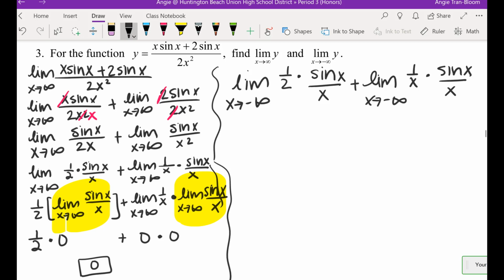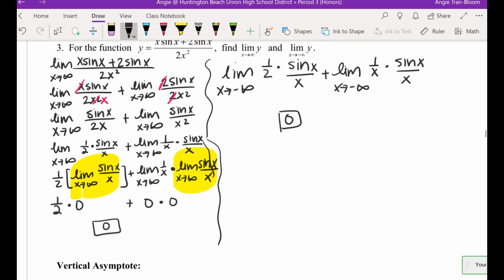So we're going to end up with what? 0. Now I didn't ask for an HA, but if I were to ask for an HA, what would you give me? y equals 0. Therefore, HA, if I ask for it, y equals 0. So that's your HA theorem.